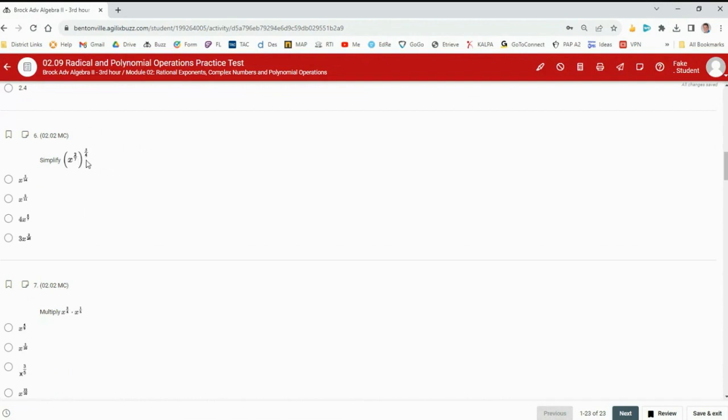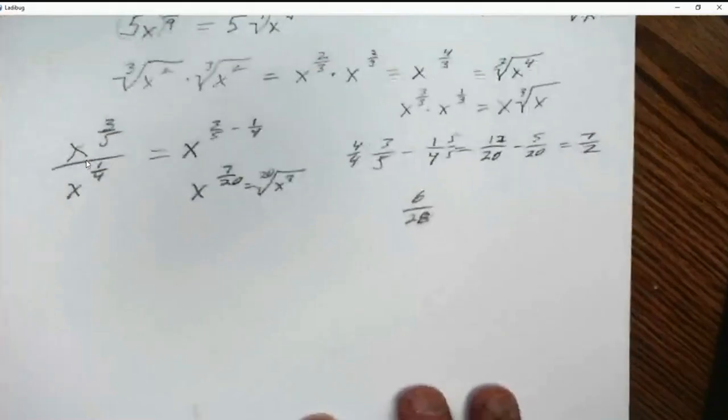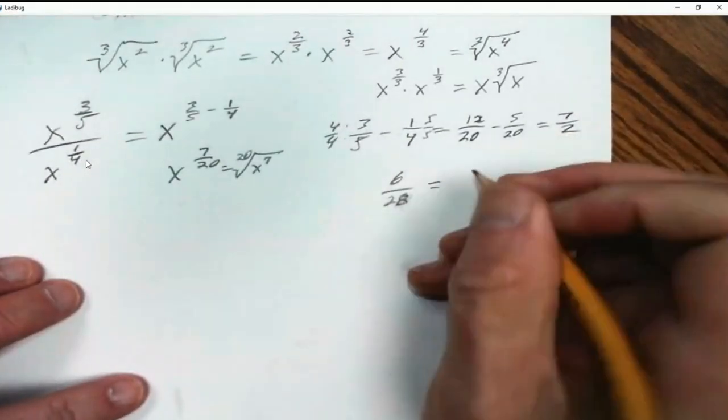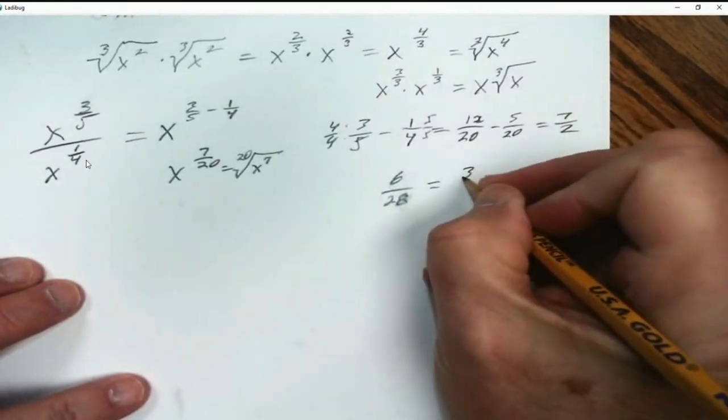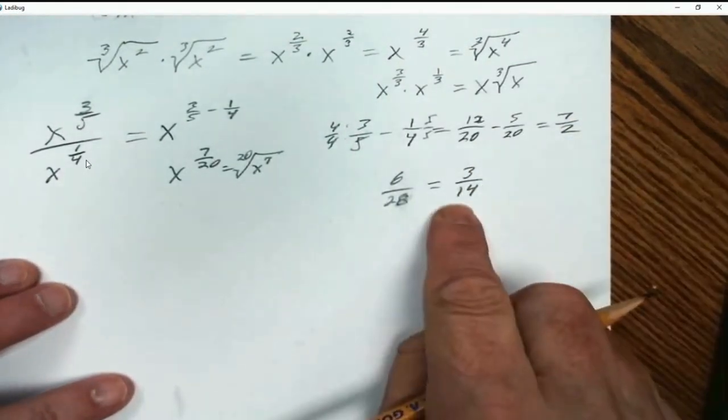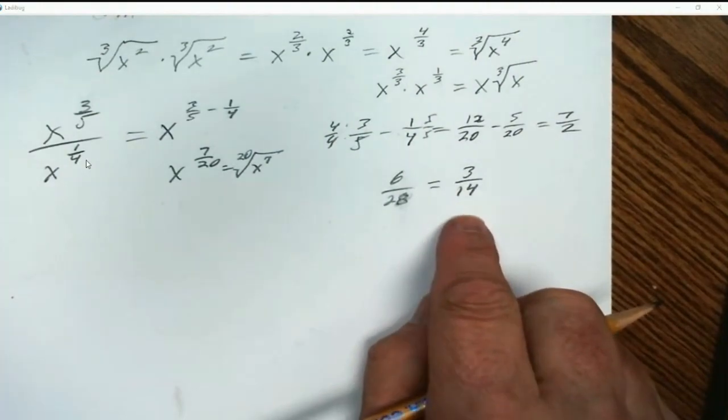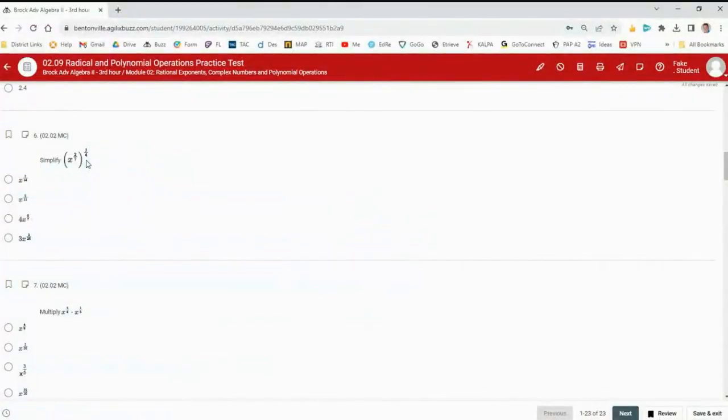So 6/28, which simplifies. We look at that, 6 over 28, we can divide by 2 and make that 3/14. So its simplest form would be 3/14. So we're looking for x to the 3/14, which is the first choice, x to the 3/14.